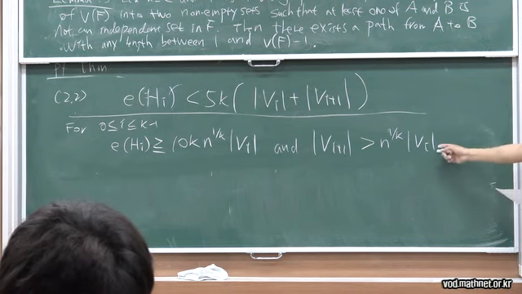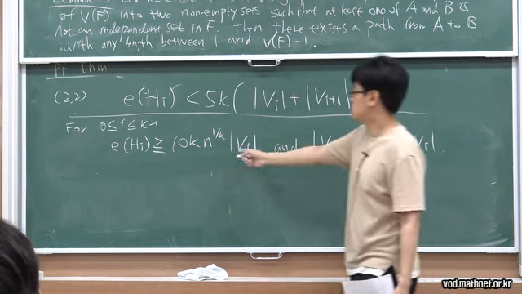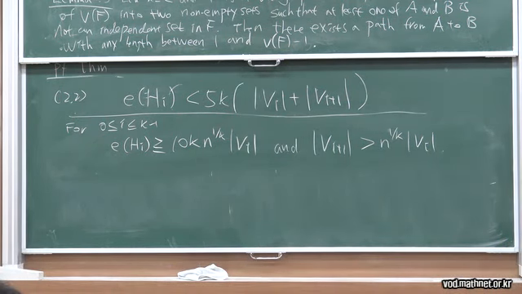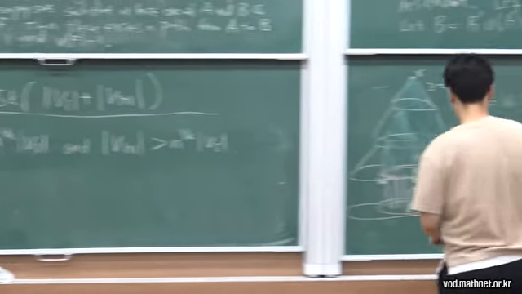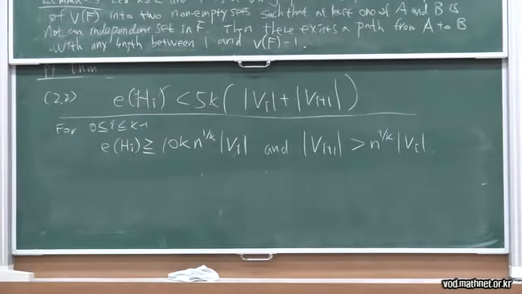So we use induction to prove this. This is actually true for i equals 0. Because of the minimum degree condition, this holds: the number of edges here is at least 20k n to the 1 over k times 1, and this is 1 when i is 0. So the base case is checked.